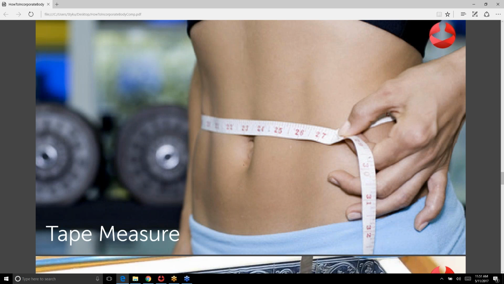Again, the problem with the tape measure becomes the user error. So if you're not finding a waist or taking a waist measurement in exactly the same place from assessment to assessment, you'll be introducing a lot of error. And the waist is probably the most contentious measurement that you could take with a circumference or with a tape measure, because even the World Health Organization and the National Institute of Health can't agree on a definition of a waist.